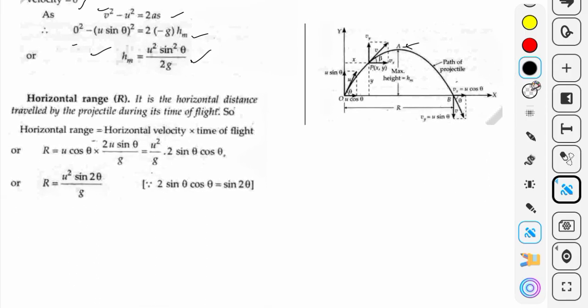Now the horizontal range, that means this distance. It is the horizontal distance traveled by the projectile during its time of flight. So the horizontal range can be found using the horizontal velocity into the total time of flight. The horizontal velocity was u cos theta and the total time of flight is 2u sin theta by g. If we simplify, it will be u square by g into 2 sin theta cos theta. And we know that 2 sin theta cos theta is written as sin 2 theta. Therefore R equals u square sin 2 theta divided by g.